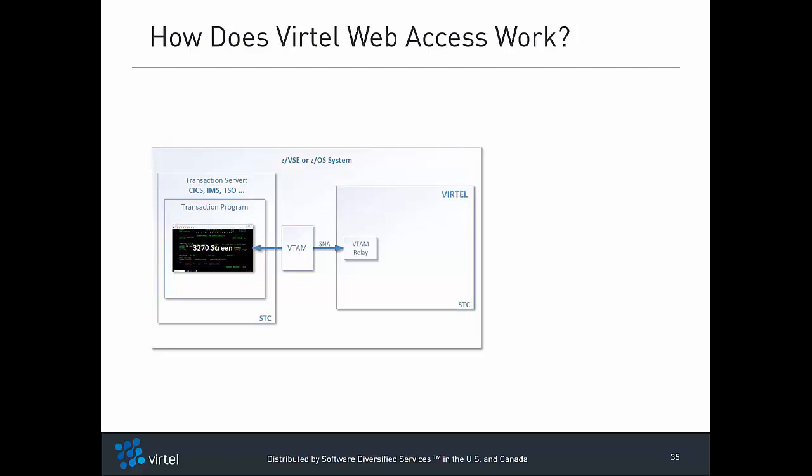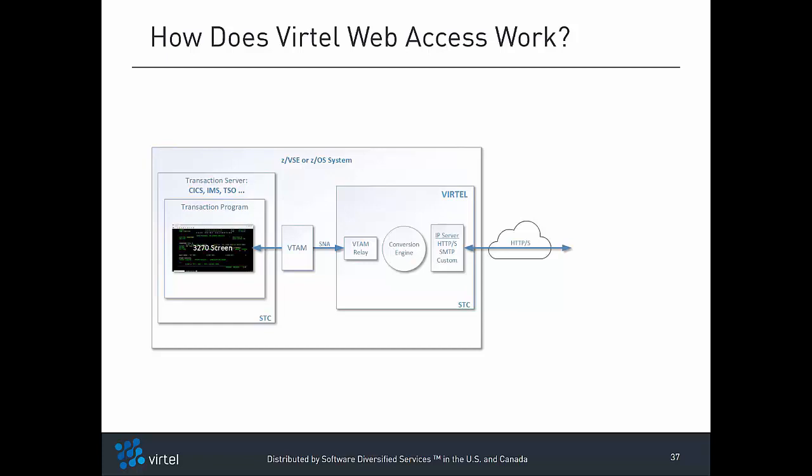Virtel runs as a started task on the z/OS or DVSE system. It includes a VTAM relay. The VTAM relay has the smarts to interface with VTAM as if Virtel was a VTAM terminal. VTAM believes that it is interfacing with a VTAM terminal when in fact it is interfacing with the Virtel started task. Behind the VTAM relay is the core of Virtel, a protocol converter between host and web technologies.